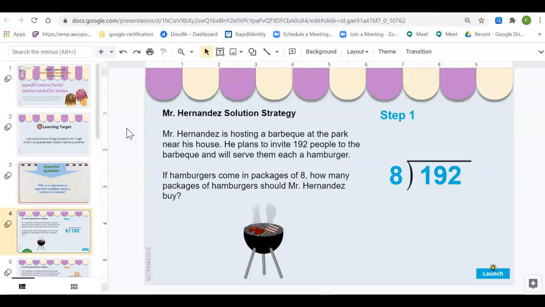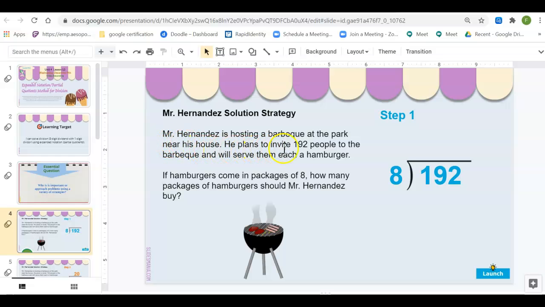So I'm going to read this next slide to you guys, and I want you to be thinking about and analyzing the strategy that's being used to solve the problem. There's a few different slides that I'm going to go through that show different steps, and I want you to try to analyze how they are actually solving it and what they are really doing. Mr. Hernandez's solution strategy.